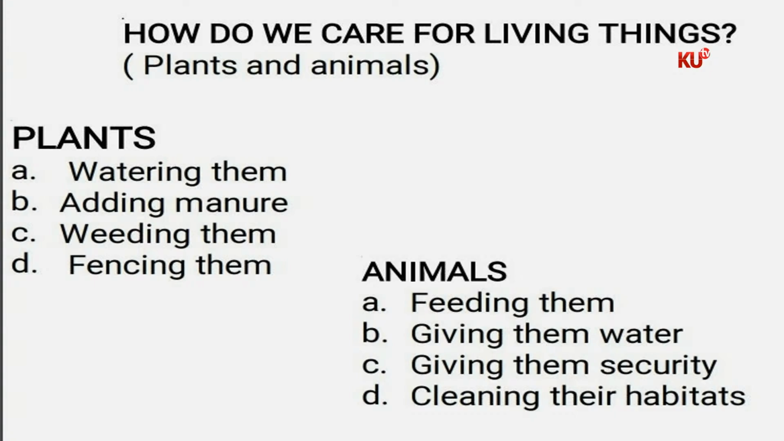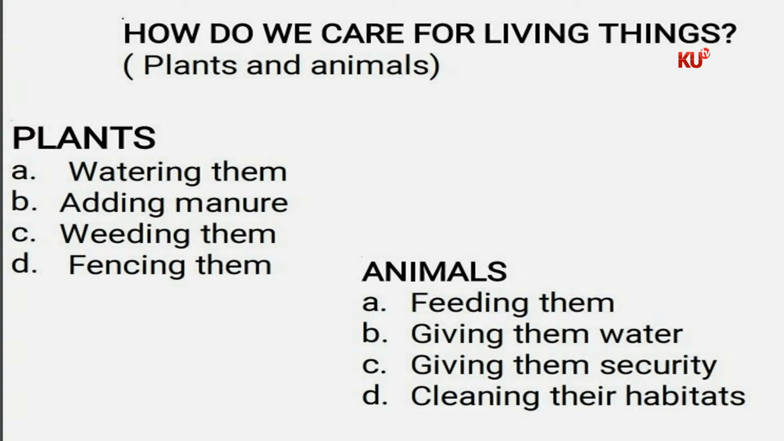Weeding helps to remove unwanted plants, and then you remain with your plants. Number three, you need to fence them. As you are fencing them, you are protecting the plants from any disruption of either animals or human beings. So they need special attention.